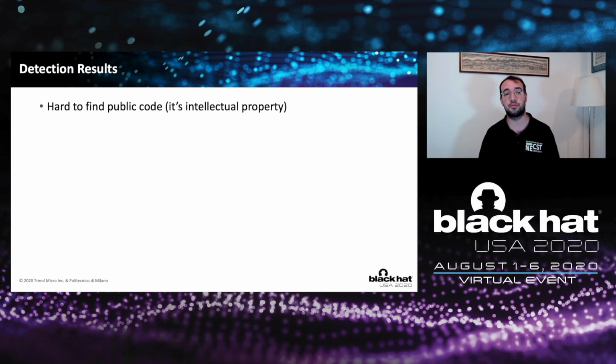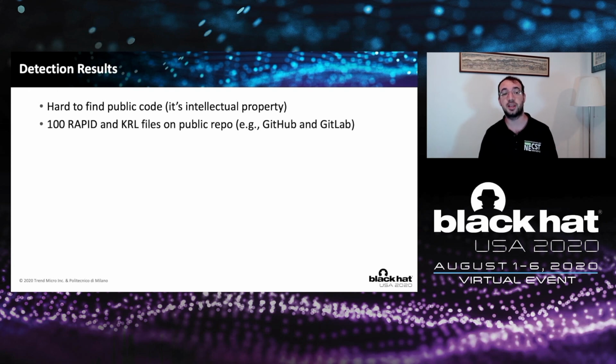So as a proxy for real robot programs, we found about 100 Rapid and KRL files in public repositories on GitHub and GitLab, and we analyzed such files. These 100 files are only files that have at least one sensitive source, so that they take some input from an external source, because otherwise there is no vulnerability of this kind. They are mostly educational files, teaching files, or demonstration projects, and we use them as a proxy for real robot programs. So what did we find?